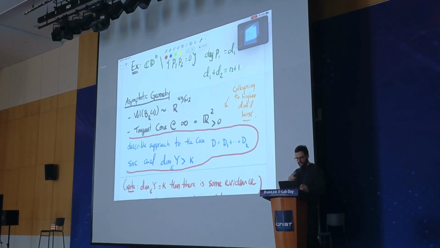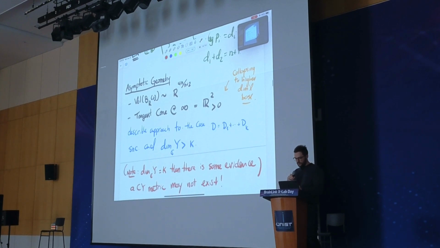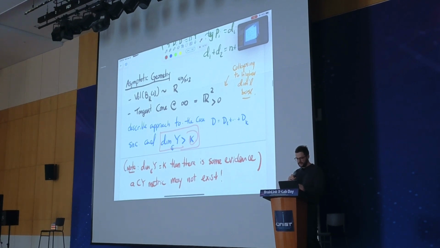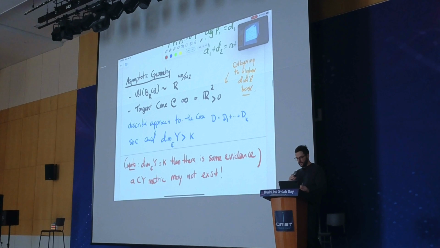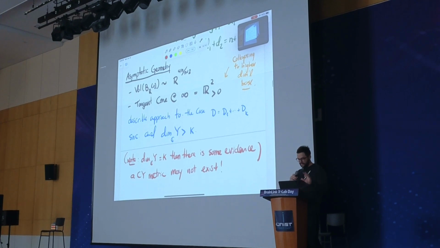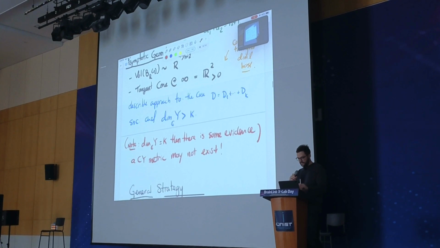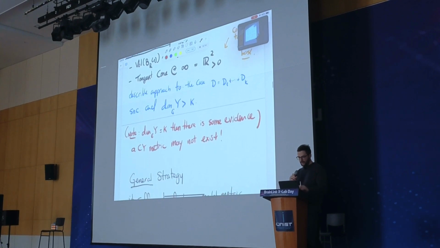Okay, and in fact, what we also described in this paper is an inductive approach to the general case of simple normal crossings divisors, as long as the number of components is less than the dimension. So there's a condition here, and let me just remark that if you saturate this, if the dimension is actually equal to the number of components, then there's some evidence that in this case, there may not exist a complete Calabi-Yau metric. We don't have definitive proof that that can't happen, but it certainly seems like there's some evidence.